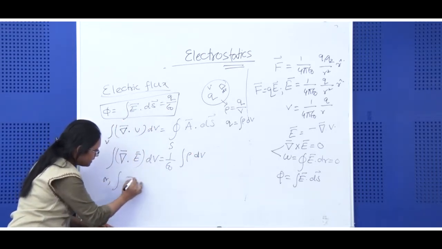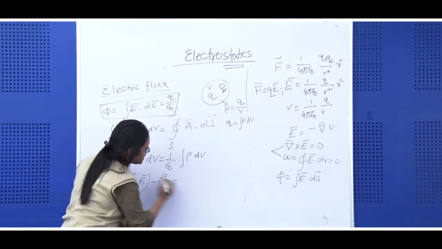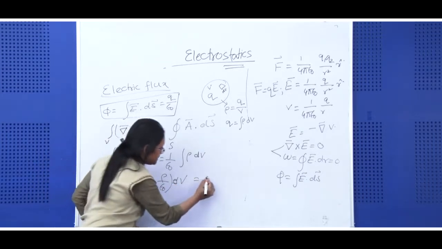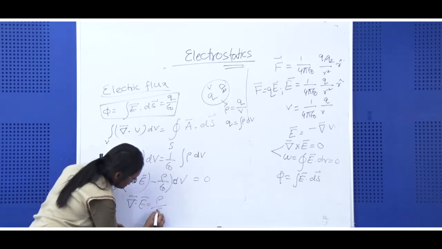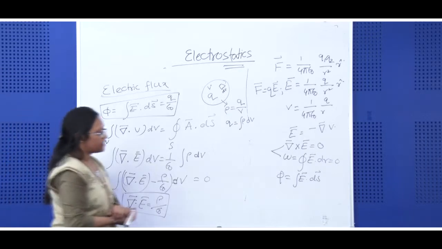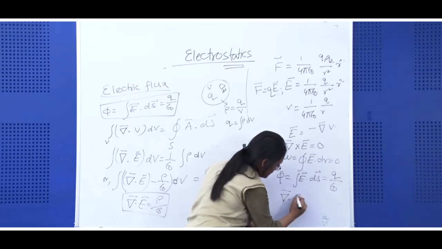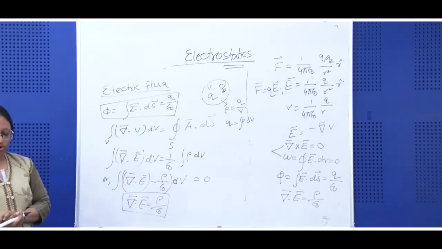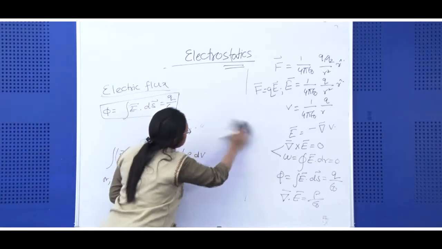So we will get the integral of divergence E minus rho by epsilon naught, into dV, is equal to 0, which will lead to divergence of E is equal to rho by epsilon naught. This is the differential form of Gauss's law. So we get the differential form, which is given by rho by epsilon naught, that is, divergence of E is equal to rho by epsilon naught. So let me clear the rest of the things except the integral and differential form.